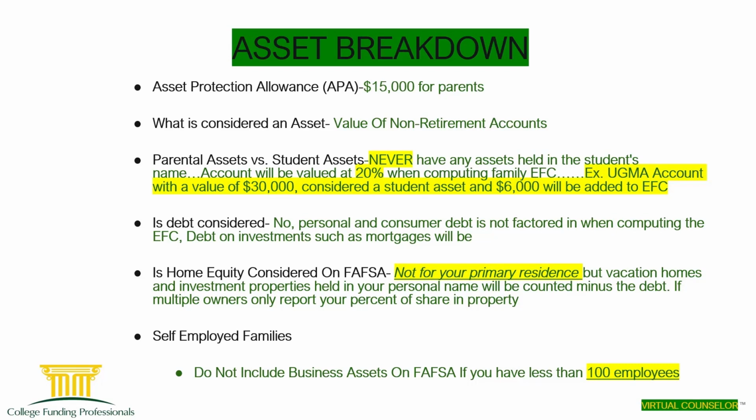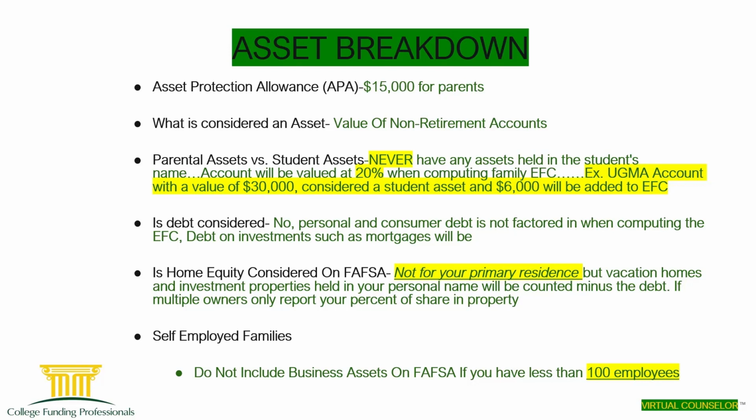Basically, the first $15,000 parents have in non-retirement accounts, and I'll get into the definitions in a second, but non-retirement accounts and non-retirement assets, the first $15,000, as far as their value, we won't hold against you. Anything above that amount, we're going to start taking a percentage of and factoring in and adding to that expected family contribution number that we started with as far as looking at your income.